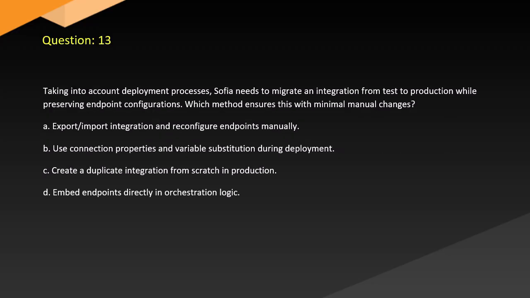Question 13. Taking into account deployment processes, SOFIA needs to migrate an integration from test to production while preserving endpoint configurations. Which method ensures this with minimal manual changes? A. Export-import integration and reconfigure endpoints manually. B. Use connection properties and variable substitution during deployment. C. Create a duplicate integration from scratch in production. D. Embed endpoints directly in orchestration logic.